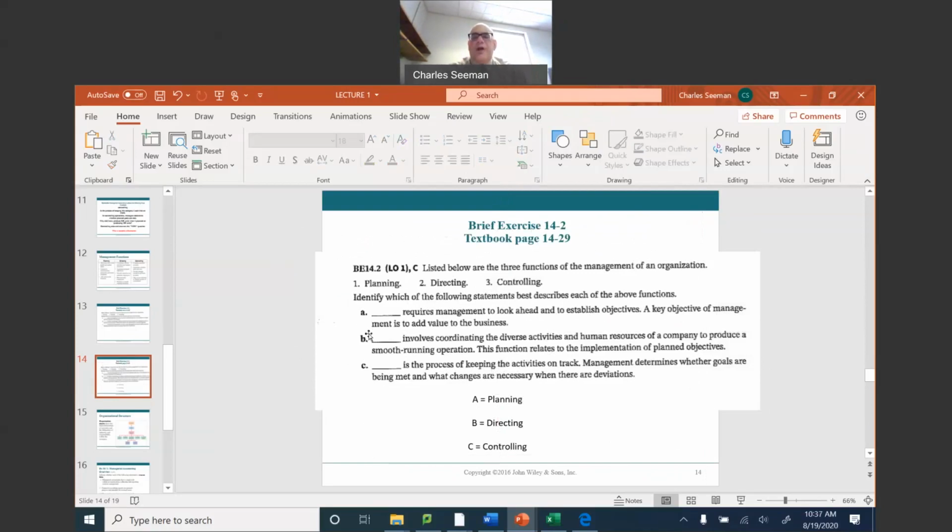B, directing involves coordinating diverse activities and human resources of a company to produce a smooth running operation. This function relates to the implementation of planned objectives. That is B, that is directing. C is controlling, the process of keeping the activities on track. Management determines whether goals are being met and what changes are necessary when there are deviations. That is controlling.